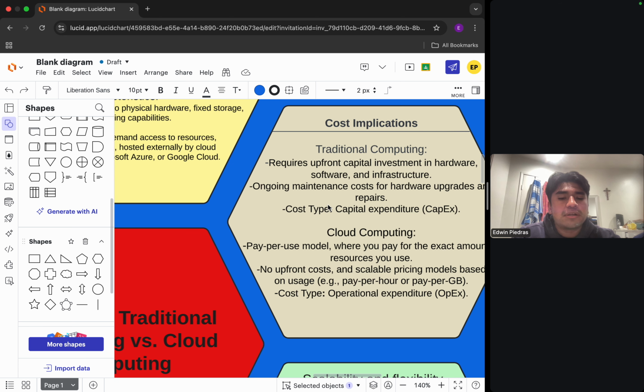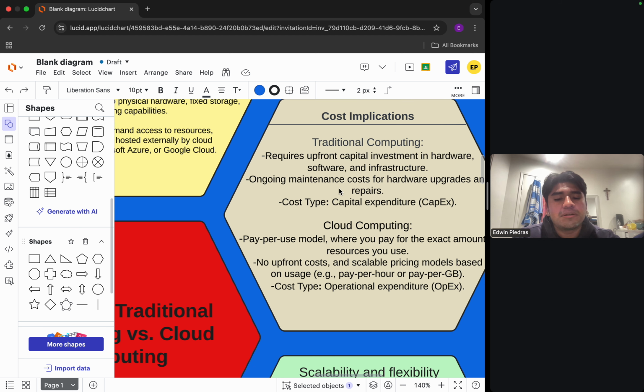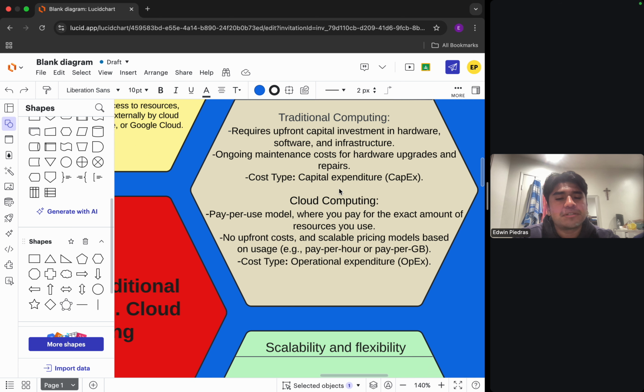Now moving on to the cost implications. So for this one, for traditional computing, it requires investment in hardware, software, and infrastructure, as well as maintenance costs on hardware upgrades and repairs.